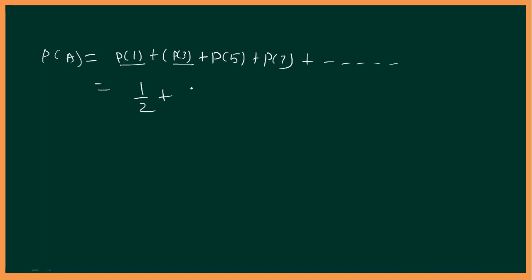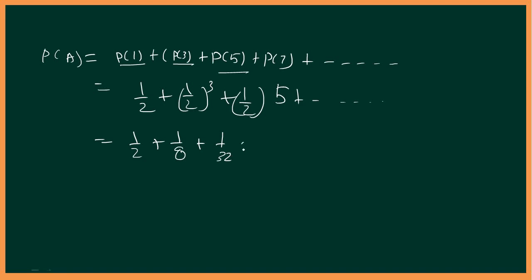Let's suppose the final probability is P(A). It will be P1 plus P3 plus P5 plus P7, plus so on till infinity. The probability of P1 is 1 by 2. The probability of P3 is 1 by 2 to the power 3. The probability of P5 is 1 by 2 to the power 5. So it is 1 by 2 plus 1 by 8 plus 1 by 32 plus and so on.